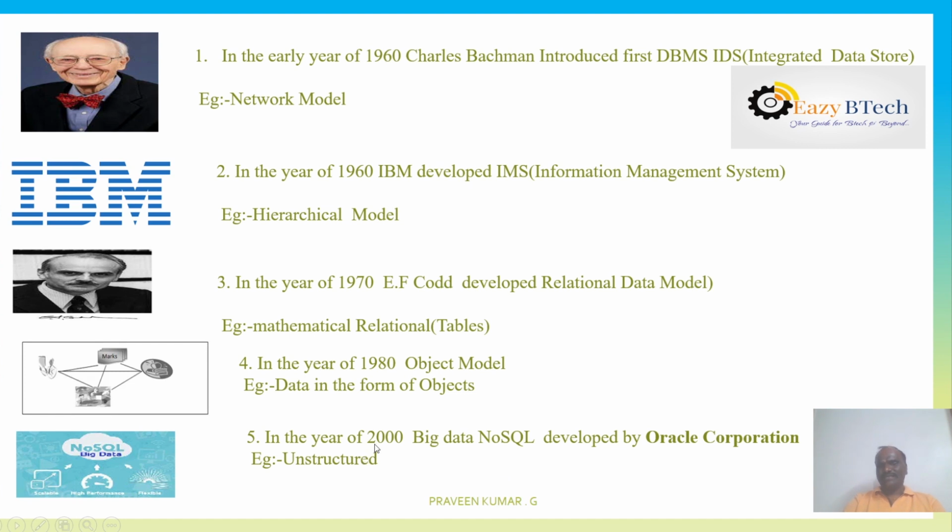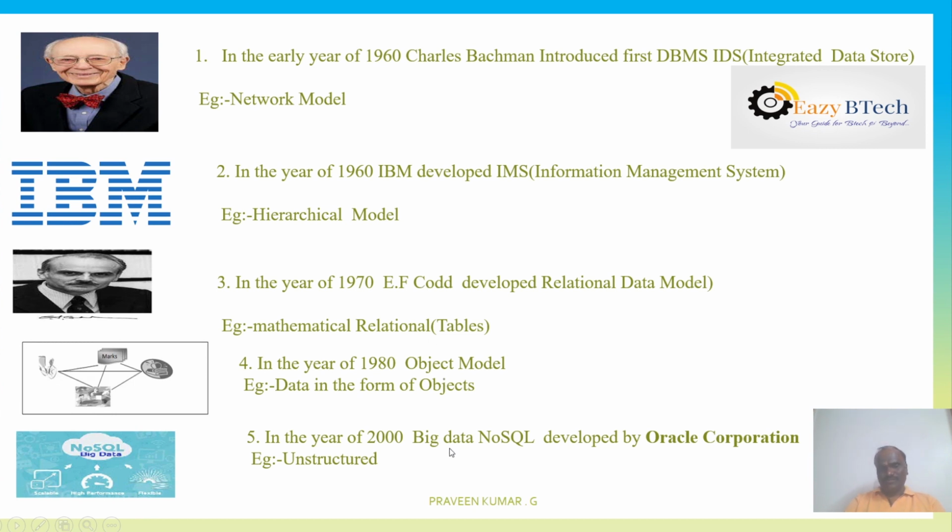Day by day data is increasing. In the previous session I explained that on average around 4.5 billion people access the internet daily. 4.5 billion people means huge data is accessed from the internet. That's why we cannot store the data in the form of tables, and we cannot store the data in the form of object models.